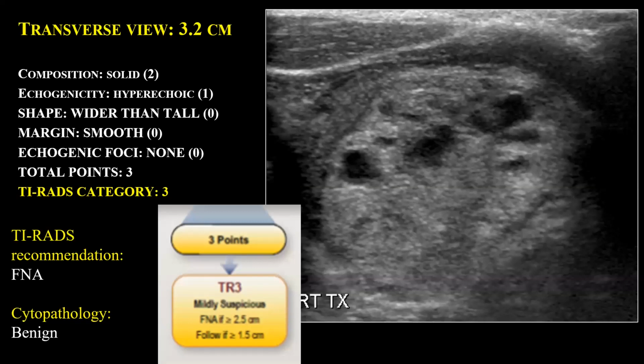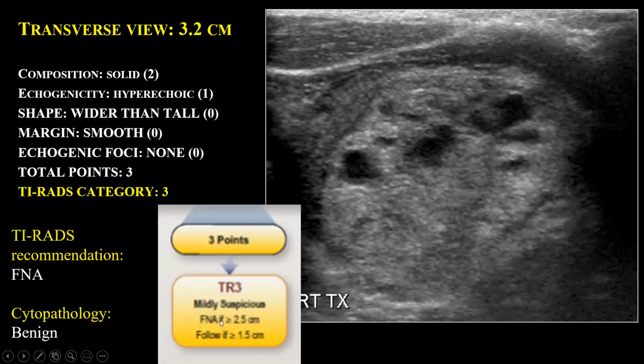So if we, again, look at our 5 categories, it's a solid nodule, so it gets 2 points. It's hyperechoic as compared to the adjacent thyroid parenchyma. Again, we're looking at most of the solid components to make that decision. It's wider than tall, which is 0. It's a smooth border, well delineated. That's a 0, and there's no echogenic foci. So if we add this together, 2 + 1 is 3. This gives us a TI-RADS 3, which is considered mildly suspicious.